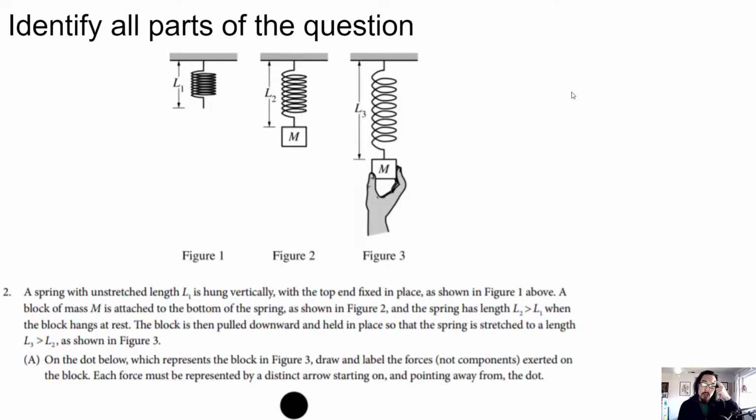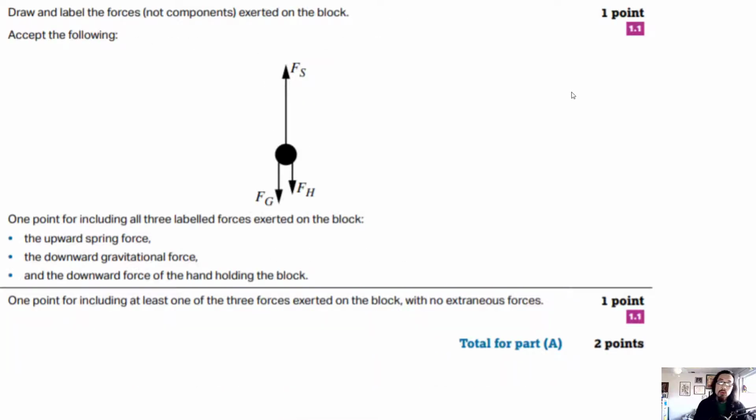So you've got to draw and label the forces. Boom. In your mind, you should be thinking, okay, the rubric must have something about drawing and labeling forces. Plural. So here is the official rubric. You get a total of 2 points for this question. You get 1 point for including all 3 labeled forces on the block. So if you have those 3 forces, once again, labeled, you get a point.